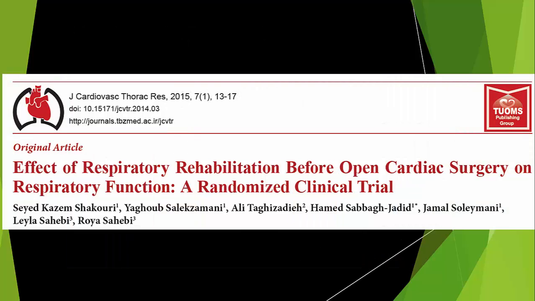Here's a paper I found from 2015 which uses a randomized control trial to investigate rehabilitation before major surgery. First we'll look at the abstract and then I want to show you two data tables that it shows further in.